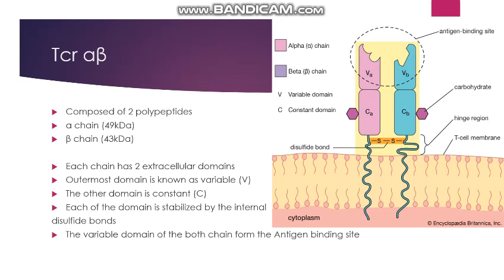Each chain has two external extracellular domains. Outermost domain is known as variable domain V and the other domain is known as constant domain C. Each of the domains is stabilized by internal disulfide bonds. The variable domains of both chains form the antigen binding sites. In this diagram, we can see both variable and constant domains.